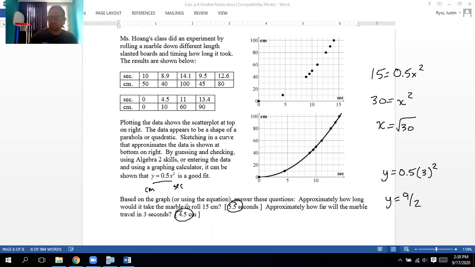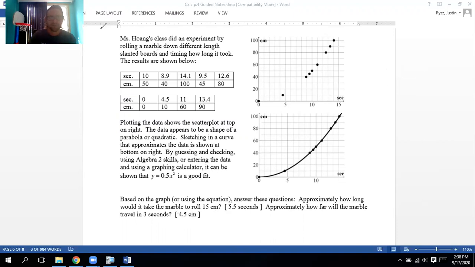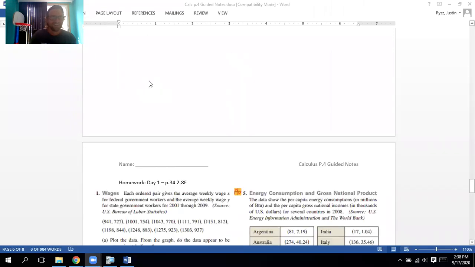So just to show you guys too, a lot of times if I give you a big word problem, just take a second and read it. It's usually not too bad, as long as you know.